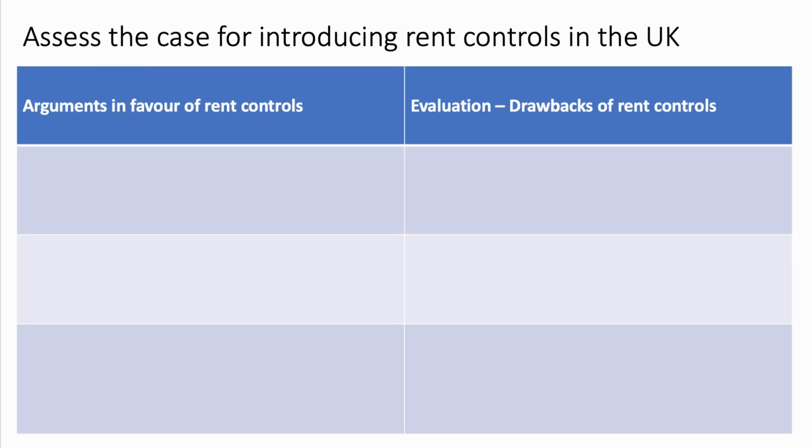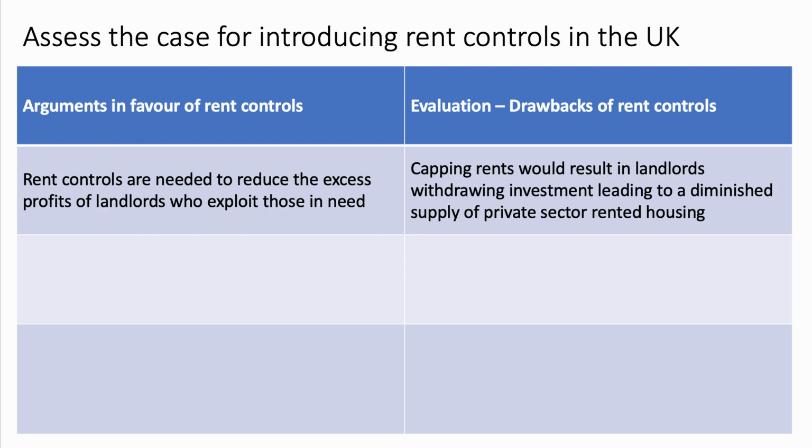So sooner or later in the answer, you're going to have to assess the case for rent control. So you have to build arguments for and against. I'll just take you through 3 examples here. First argument is that rent controls are needed because perhaps landlords are making supernormal profits. Perhaps they're exploiting people who can't afford to buy, those people in desperate housing need, and therefore you could justify a rent control on the basis of constraining those supernormal profits.